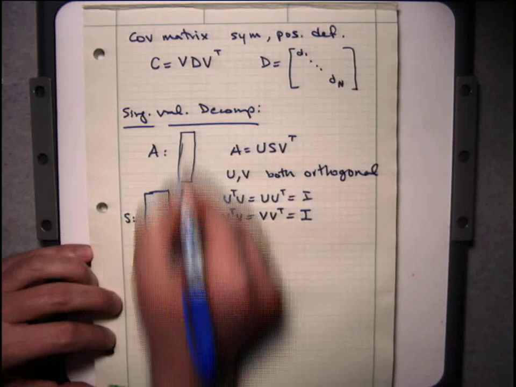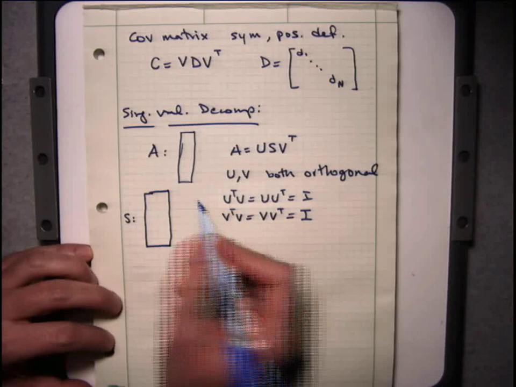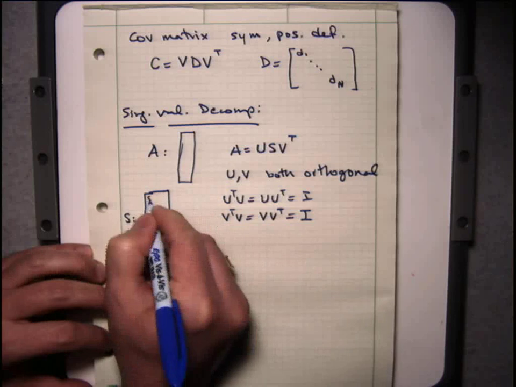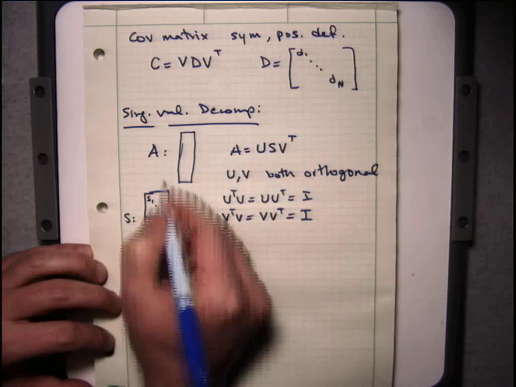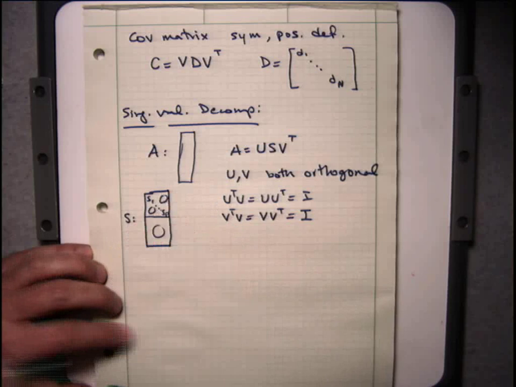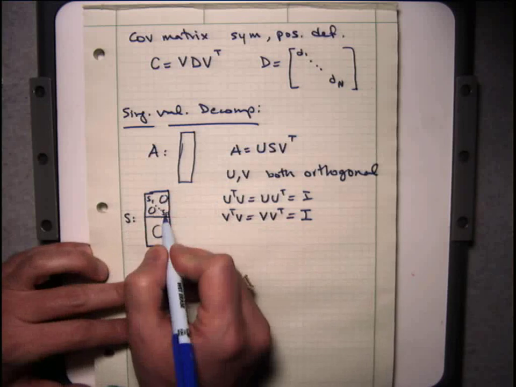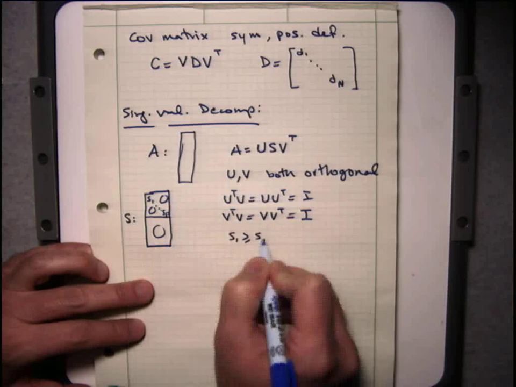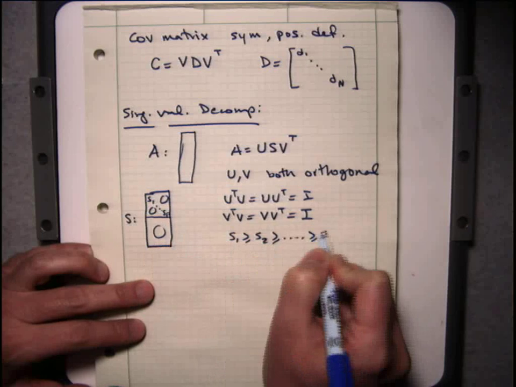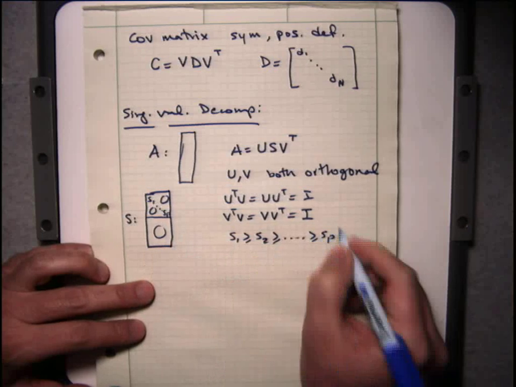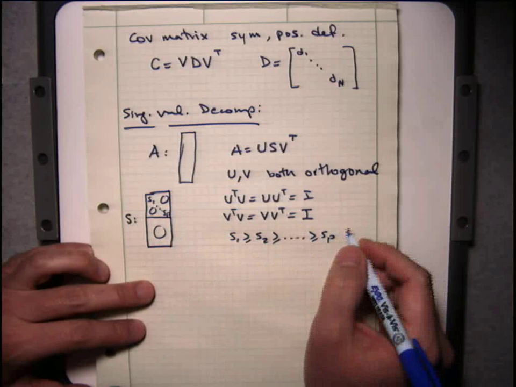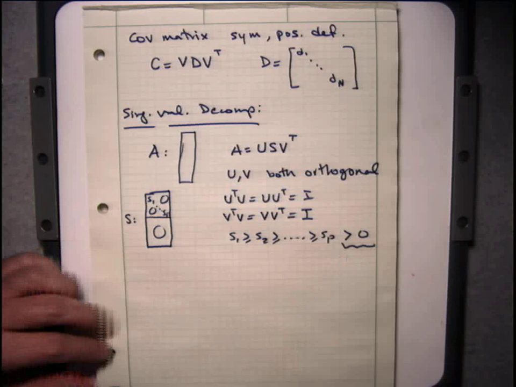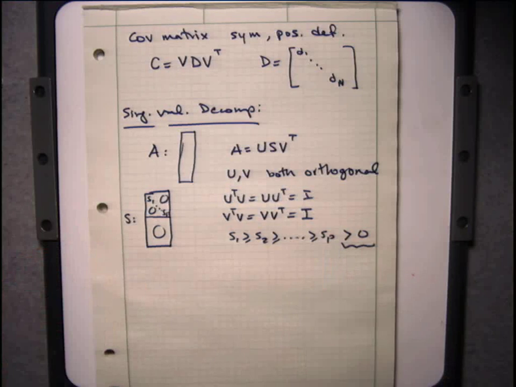So if A is like this, S will have the same dimension, and S will have a part which is a diagonal matrix, S1 through, let's say, SP. These are all 0 and 0 here. And if all of these numbers are written in this way, S1, S2, through SP, if the smallest one is in fact bigger than 0, then P is in fact the rank of the matrix.